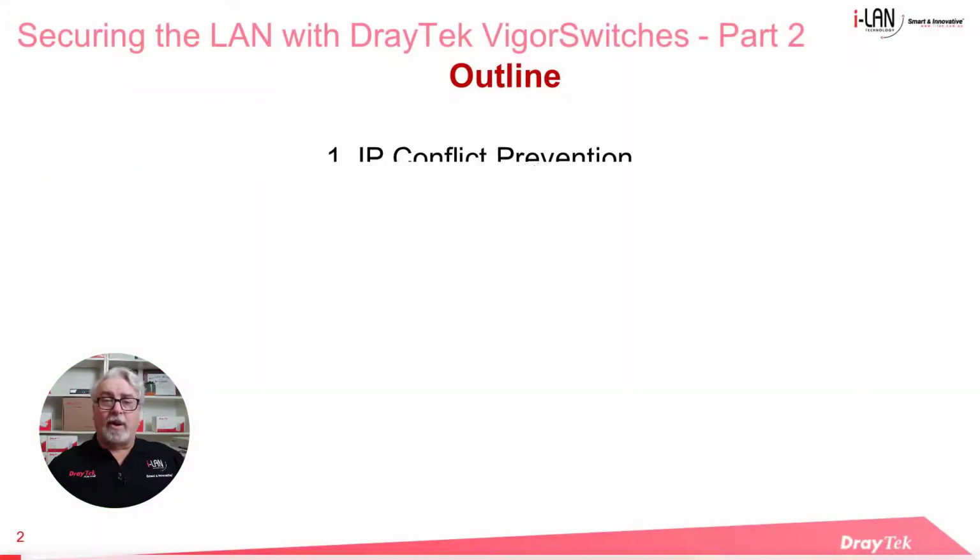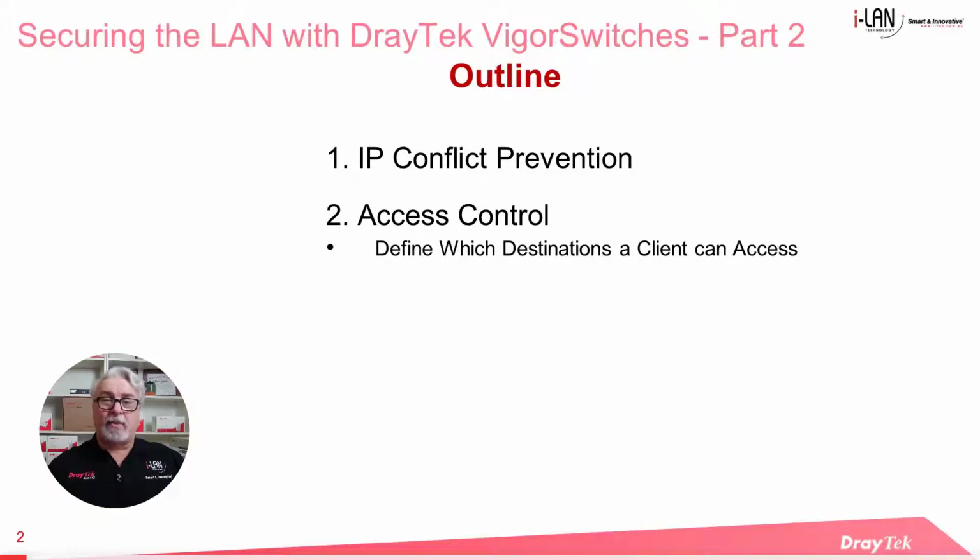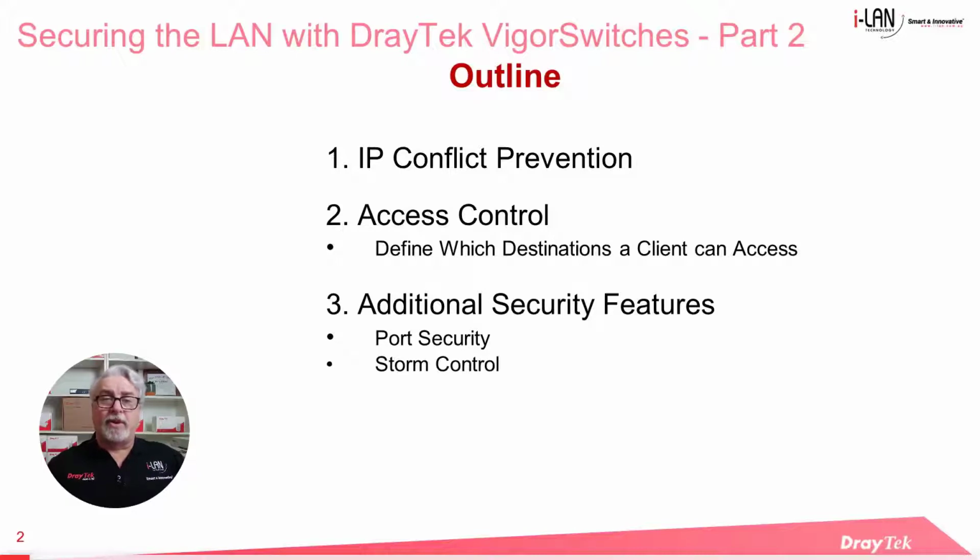We'll start by looking at IP conflict prevention and how it can improve network stability when rogue devices are connected to the network. We'll also look at how access control can be used, as well as some other features such as port security, storm control, denial of service attack prevention, loop protection, and block ports recovery.